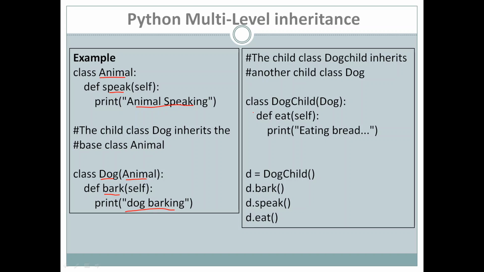So we have one more class. The class is DogChild, and DogChild is inheriting the Dog class. Means DogChild contains properties of both Dog and Animal. So DogChild has the method speak, it contains the method bark, and it also contains its own method, that is eat as well, which simply prints "eating bread".